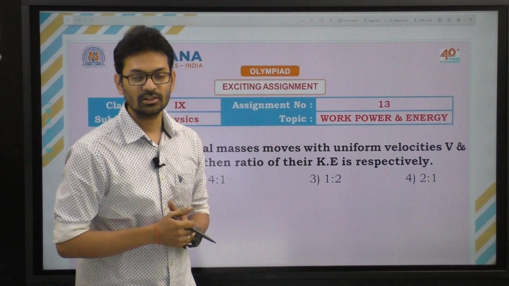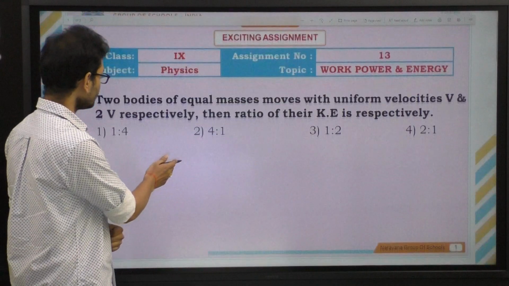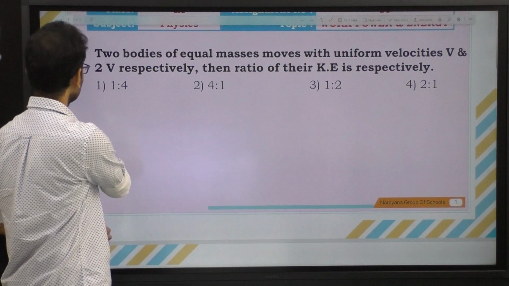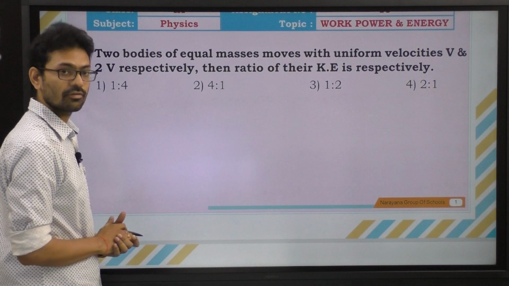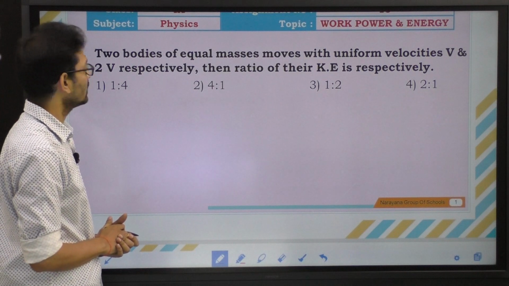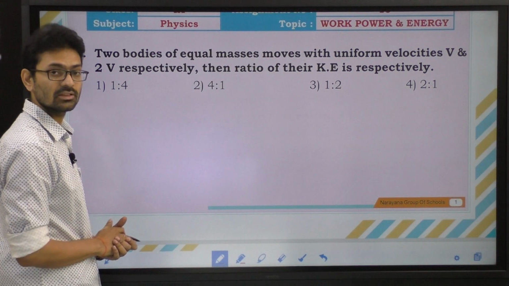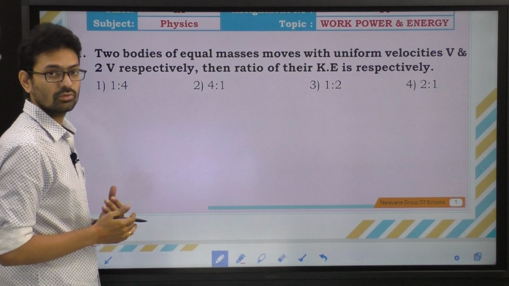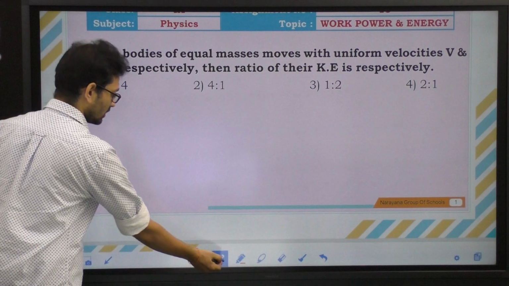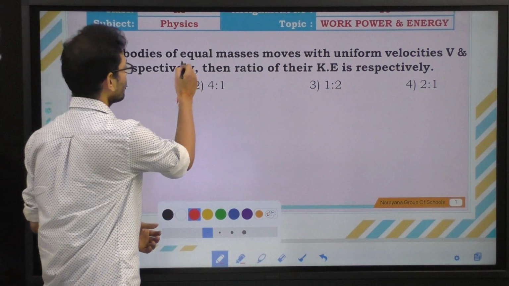In this assignment, the first question which you are going to go through is: two bodies of equal masses moving with uniform velocity v and 2v respectively, then the ratio of their kinetic energies respectively. Now how do you try to solve these kinds of sums? Whenever they give such a question, you just go through it like this: two bodies of equal mass.